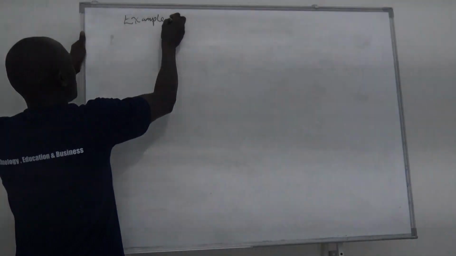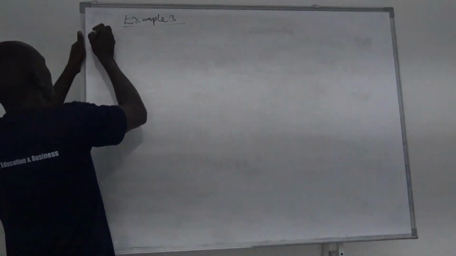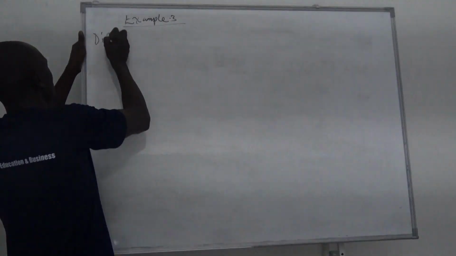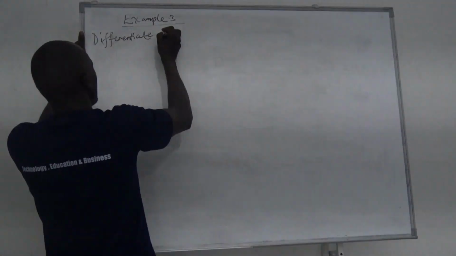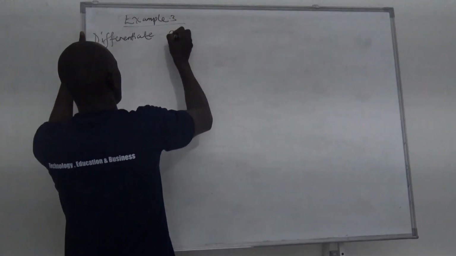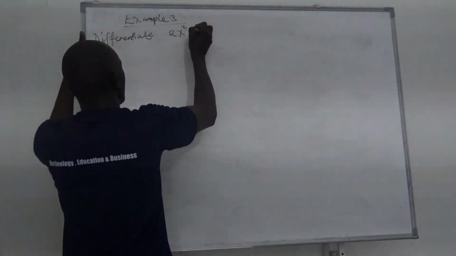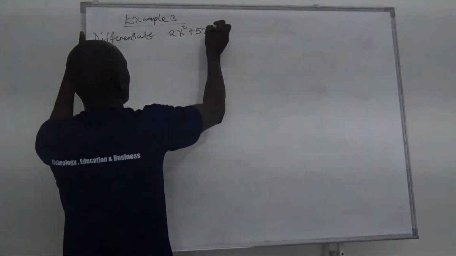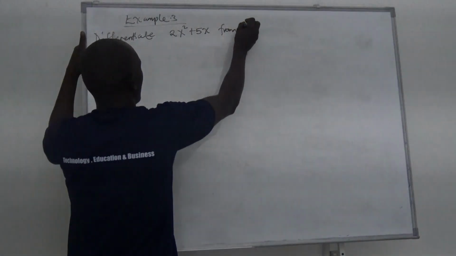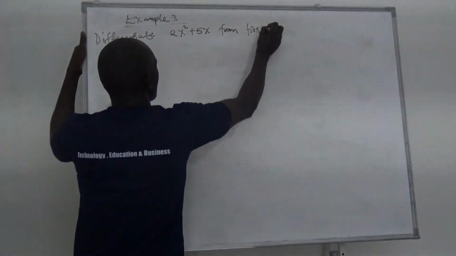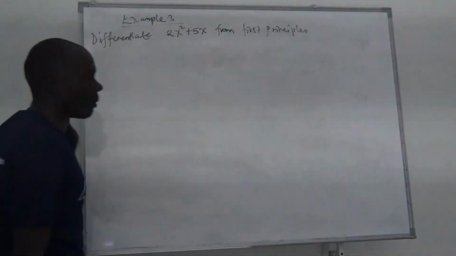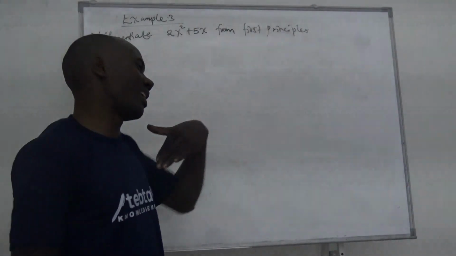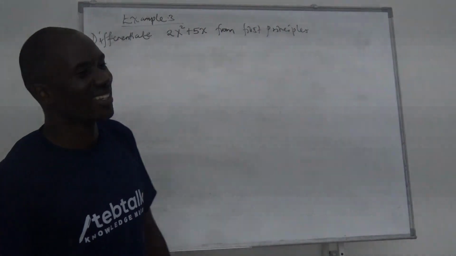Example 3. You see now these things are very good. Differentiate 2x squared plus 5x from first principle. Hey, the assignment you are projecting, you are doing it faster than me. Now we have to move.